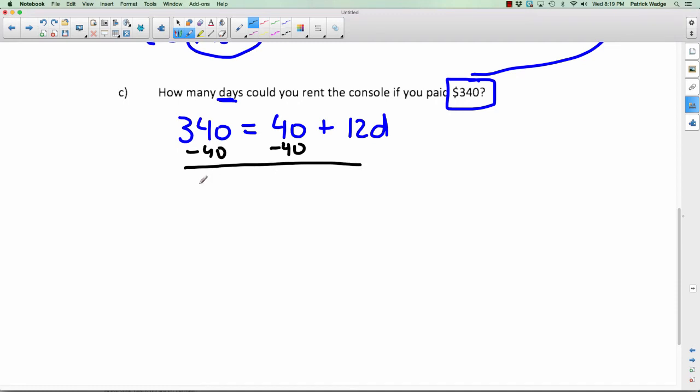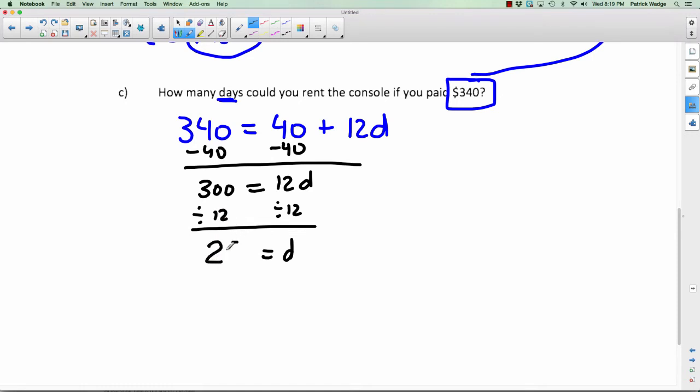So that will leave us with 300 equals, that's gone, so just 12D. That's 12 times D. So what are we going to do? We're going to divide by 12. 12 divided by 12, that cancels out, so you're just left with D. And now you have to go 300 divided by 12, and that equals 25. If you don't believe me, pick up your calculator and you can try it. It equals 25. So you could rent the console for 25 days if you're willing to pay $340.